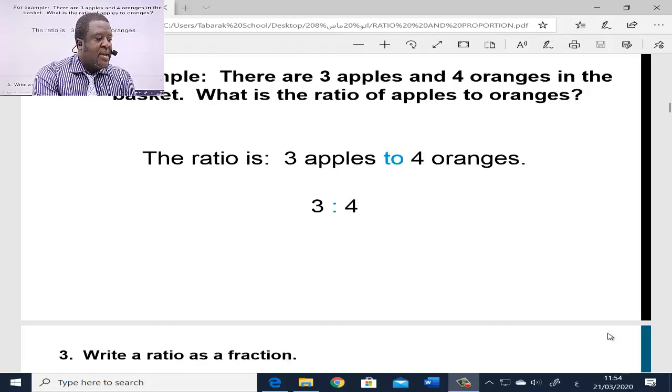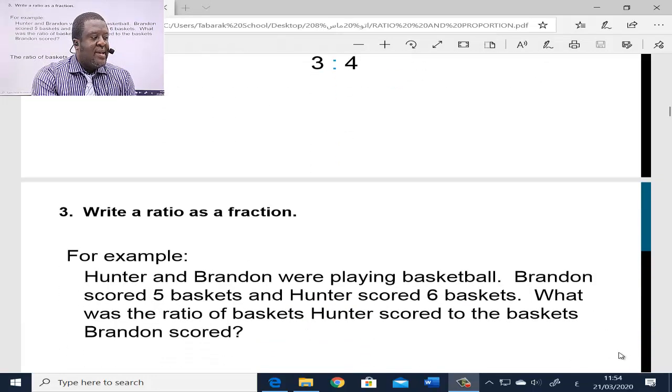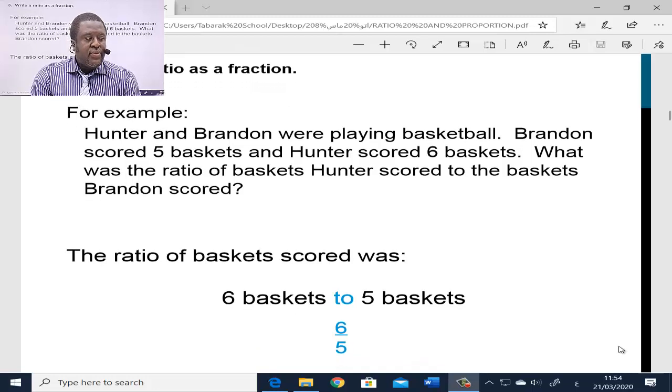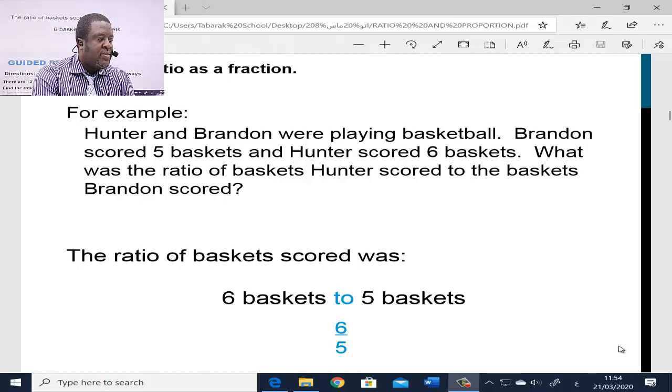And the third way is to write the ratio as a fraction. In the example, Hunter and Brandon were playing basketball. Brandon scored 5 baskets and Hunter scored 6 baskets. What was the ratio of baskets Hunter scored to the baskets Brandon scored? We have 6 baskets to 5 baskets. The third way is a fraction, so we write it as a fraction, 6 out of 5.